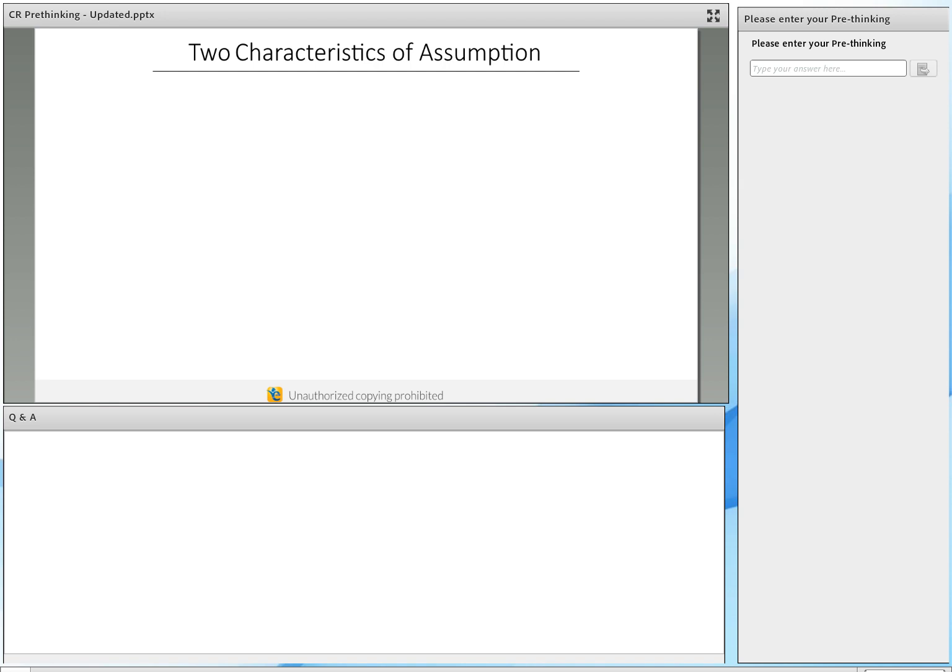So with that, if you were to really think about that and then say, hey, what is an assumption? What's the formal definition of an assumption? What would that be? Again, I'm going to give you about a minute to write that down. What is the formal definition of an assumption?